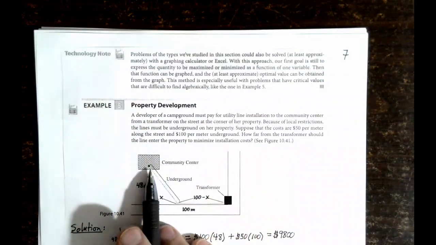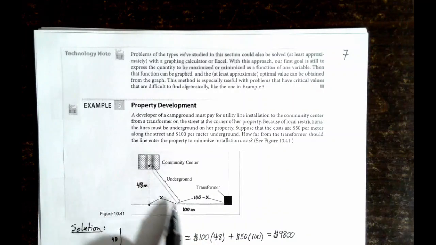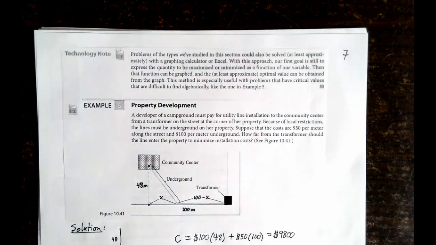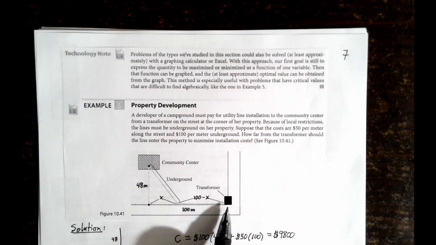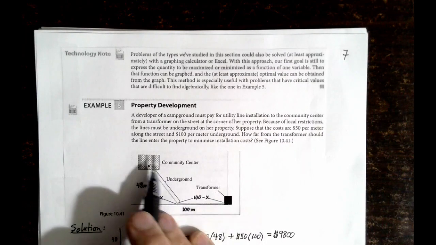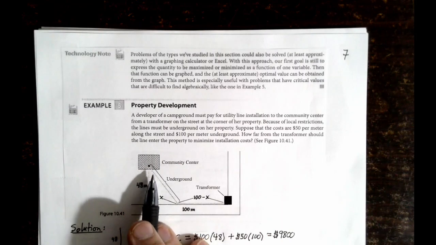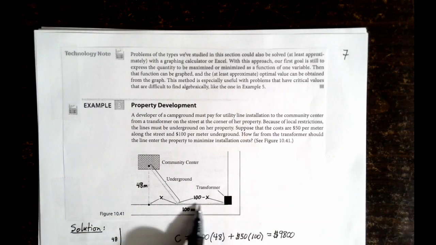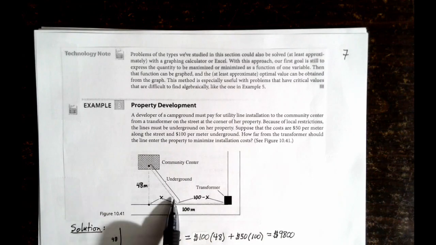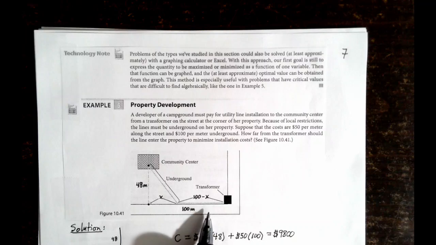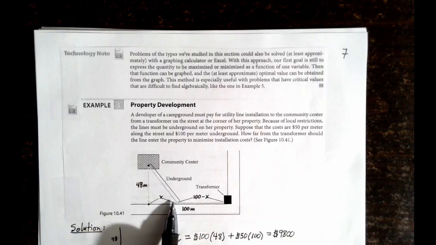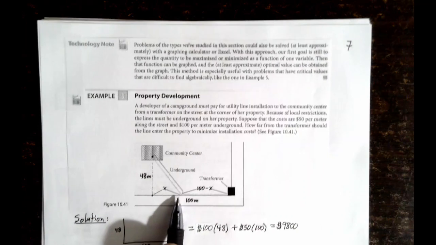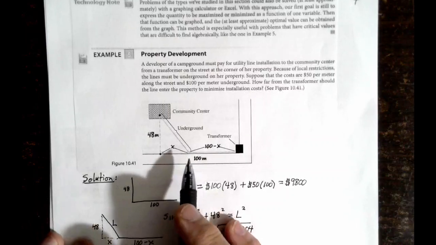Alright, a developer at a campground must pay for a utility line installation to the community center from the transformer. So he's running a line from this transformer to this community center. Because of restrictions, the lines must be underground on the property. Over here, when you're not on the property, you don't have to dig it underground, but over here you do. Suppose the costs are $50 per meter along the street, and $100 per meter for underground, because you have to dig underground. It takes more work and labor involved.